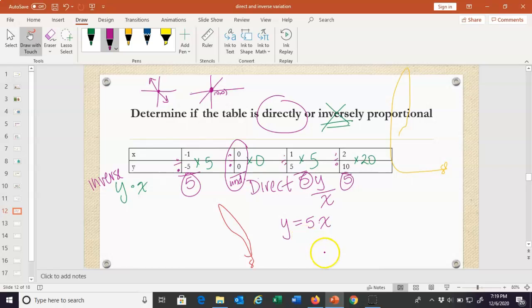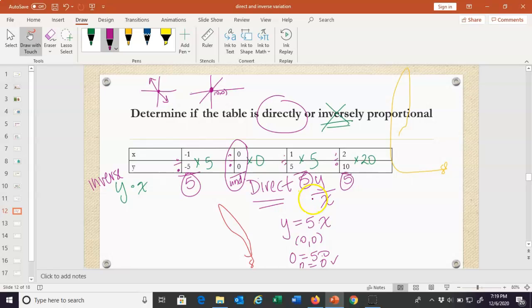So does the point 0, 0 work? If I were to plug in the point 0, 0, 0 goes in for x and 0 goes in for y. Sure enough, 0 does equal 0. It does work. The only thing here that's the problem, I guess, or the special case with our direct inverse testing, if you will, is that you can't divide by 0.